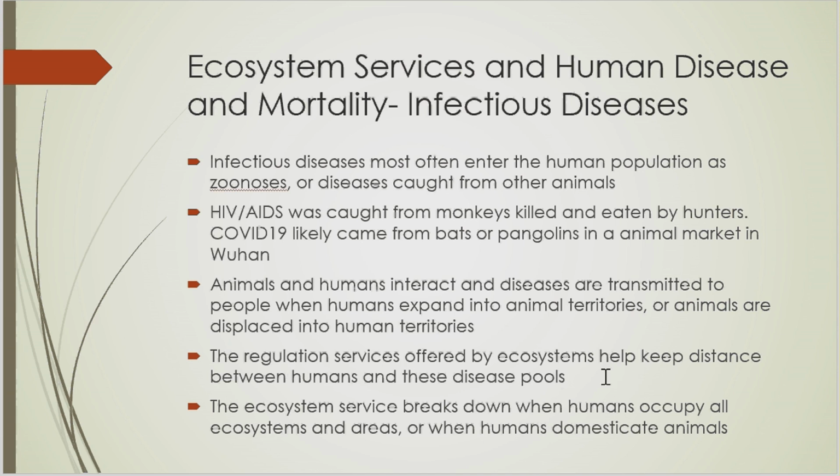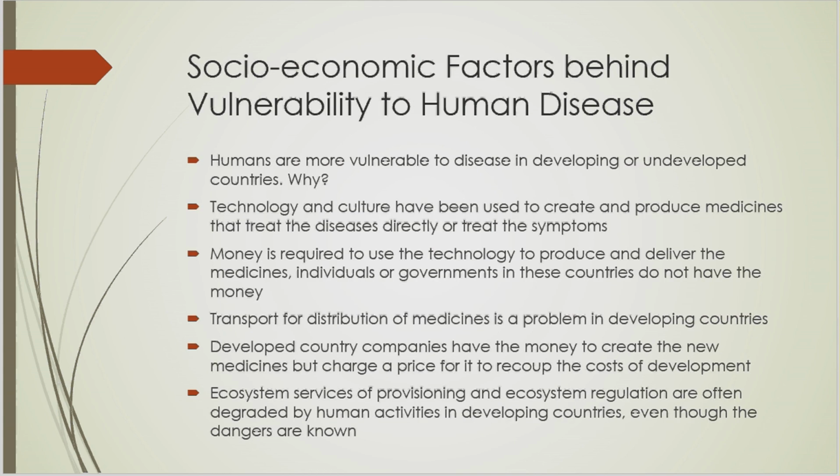Regulation services by ecosystems can help keep a distance between animals and humans. And these ecosystem services will break down when humans begin to occupy all ecosystems and areas, or when humans domesticate animals. Okay?